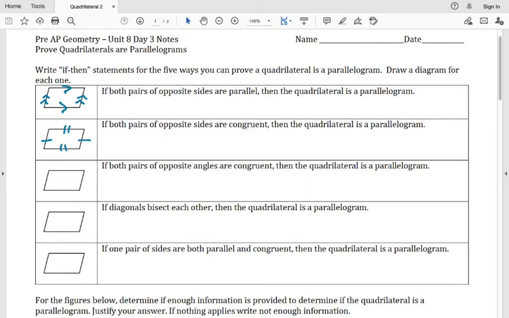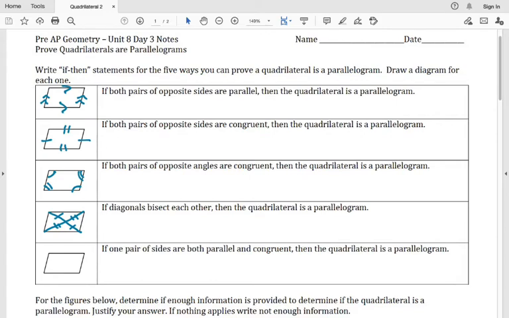If both pairs of opposite angles are congruent, so if this is congruent to this and this angle is congruent to this angle, then you can prove that the quadrilateral is a parallelogram. And then if diagonals bisect each other, so if this is a diagonal and this is a diagonal, and those diagonals bisect each other, so this part will be congruent to this part, and this part will be congruent to this part, then the quadrilateral is a parallelogram.